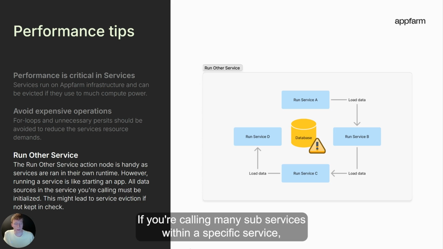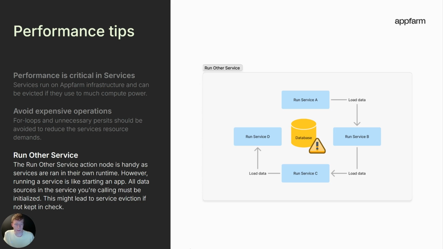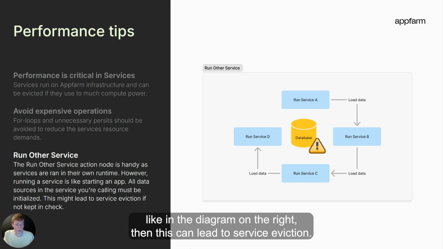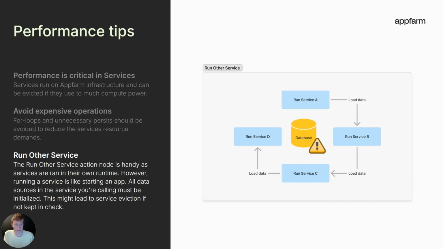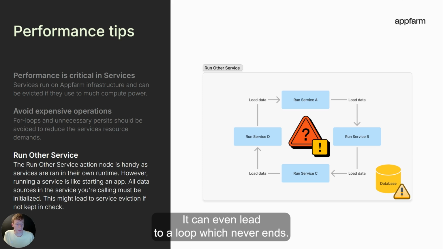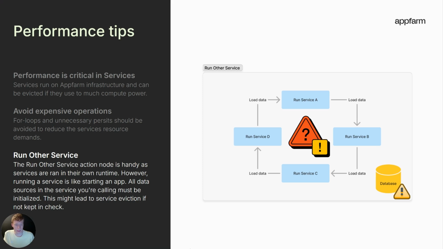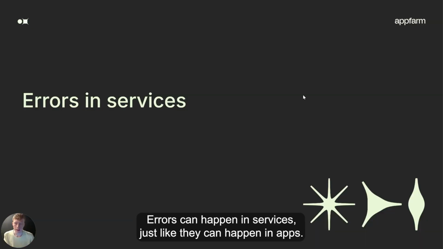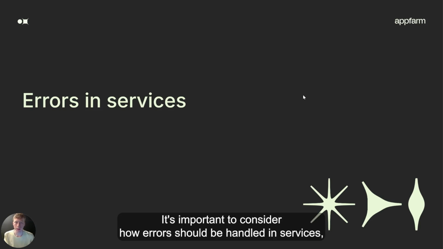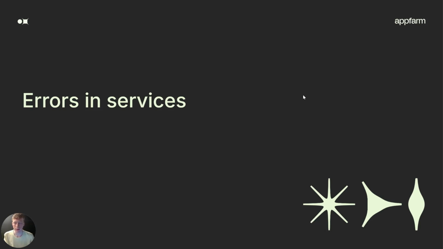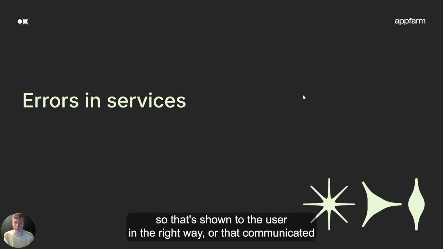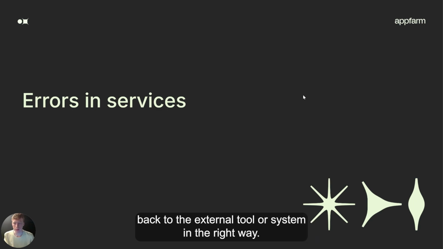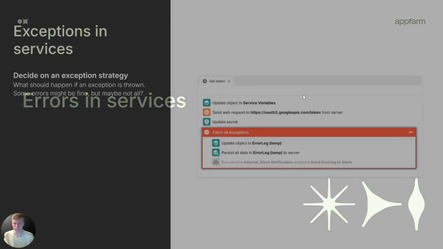If you're calling many sub-services within a specific service, like in the diagram on the right, then this can lead to service eviction. It can even lead to a loop which never ends. So it's important to keep this in mind when using the run other service action node. Errors can happen in services, just like they can happen in apps. It's important to consider how errors should be handled in services, so that they're shown to the user in the right way, or they're communicated back to the external tool or system in the right way.